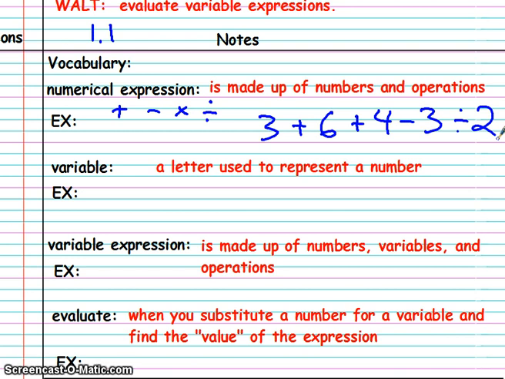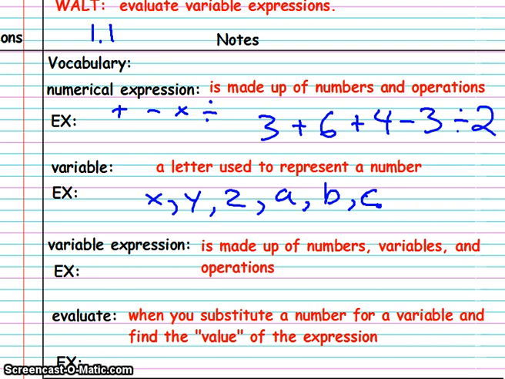Next definition is a variable. That's a letter used to represent a number. So you're going to see all through our course, and as we get into algebra, they're going to use x as the primary one, but they're also going to use y, z, a, b, or c, and any of those letters or any letter in the alphabet can be used as a variable, and we're going to substitute numbers in them as we go along with the course.